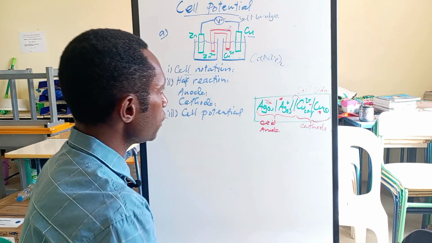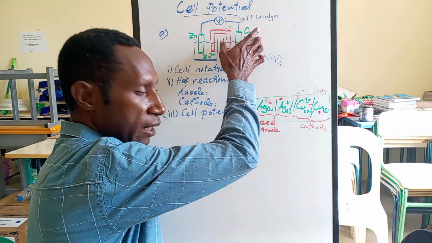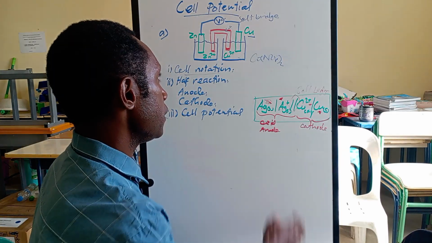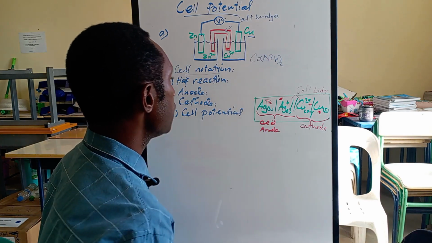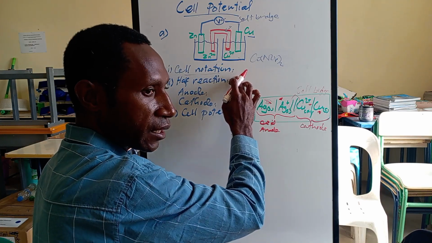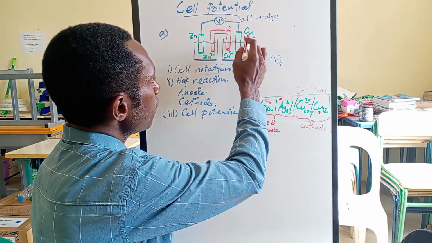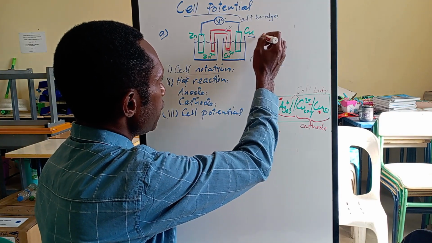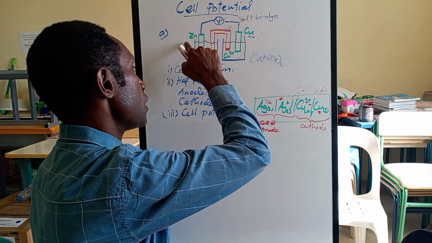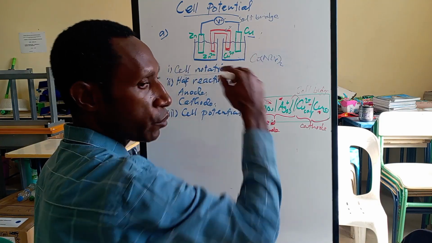One way they can set the question is they will give you a diagram like this and ask you to write the cell notation of that particular diagram. In this case, we have copper and zinc, so we are going to write a cell notation for this. Now there is a problem here. You see, copper and zinc, they didn't tell us which one is the anode and which one is the cathode. So we don't know.